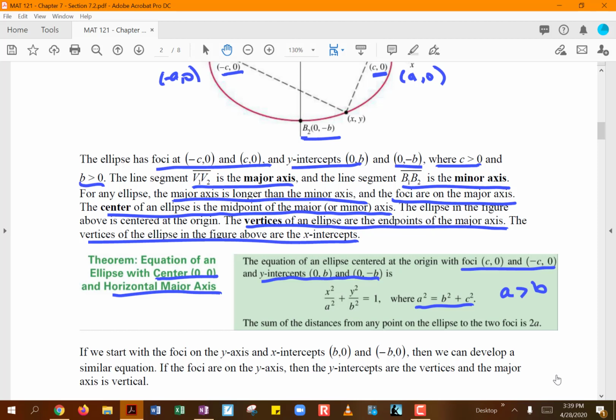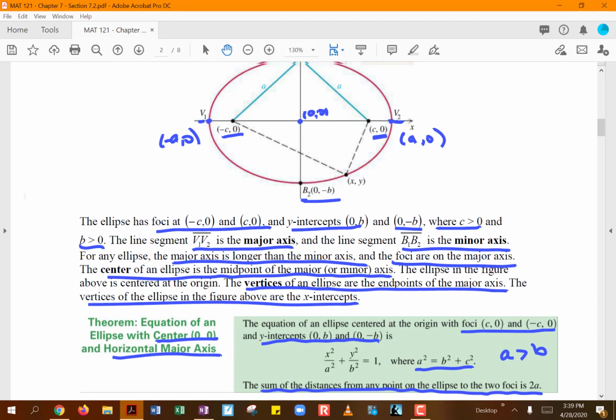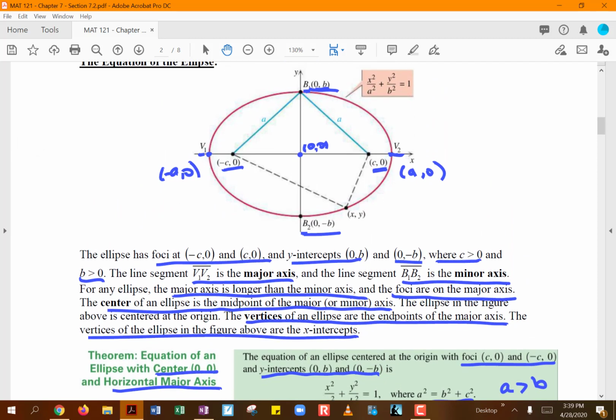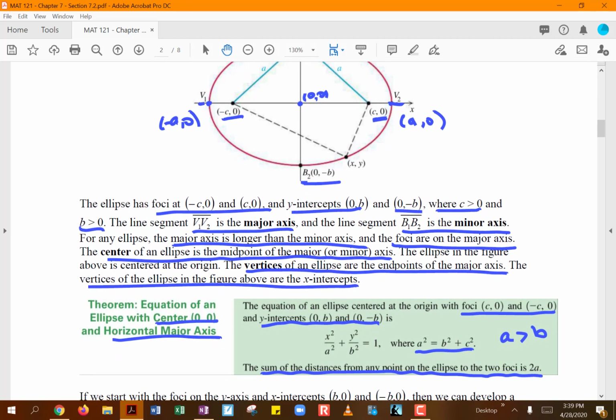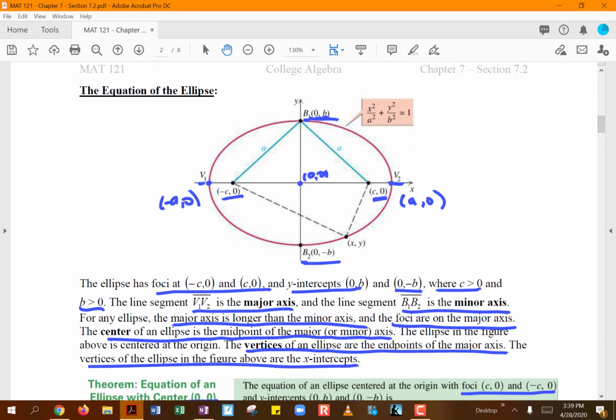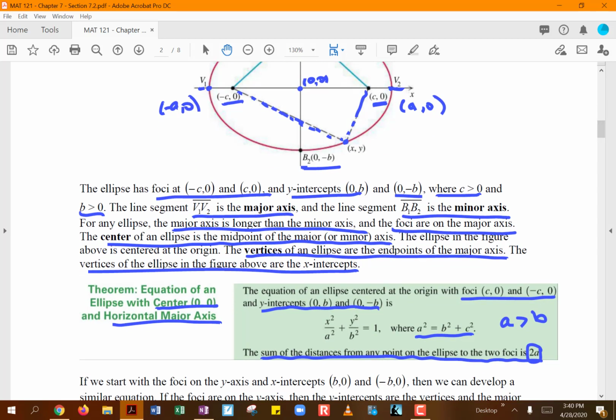The other thing we are also saying is that the sum of the distances from any point on the ellipse to the foci is going to be 2a. So if you look at this figure, we are basically saying the sum of the distances of any point to the two foci is going to be 2a. So if you take this point, let's say (x, y) over here, and you take the distance of (x, y) to the point (c, 0), which is this line right over here, and take the distance of the point (x, y) to (-c, 0), and you add these two distances up, that total is going to come out to be 2a.